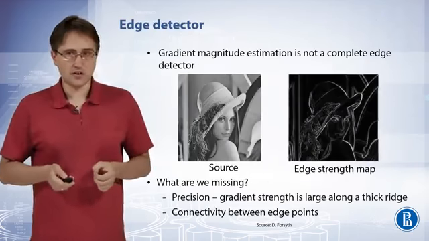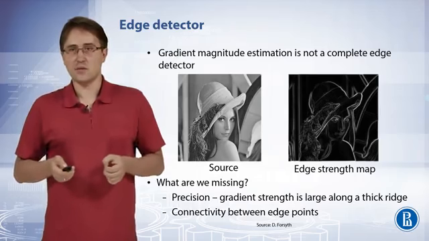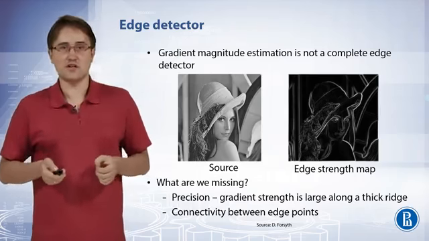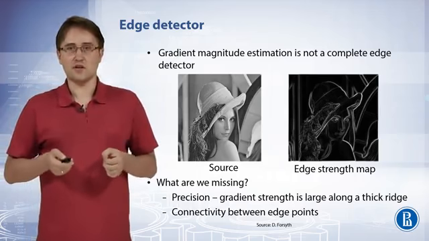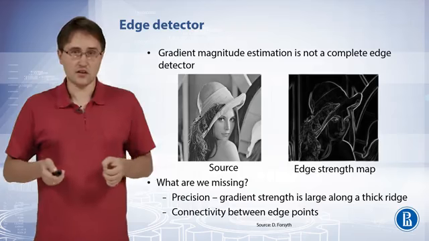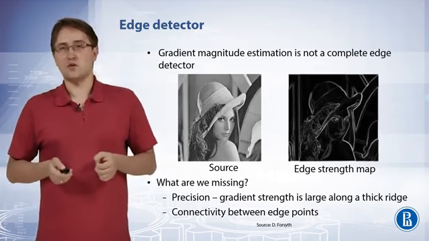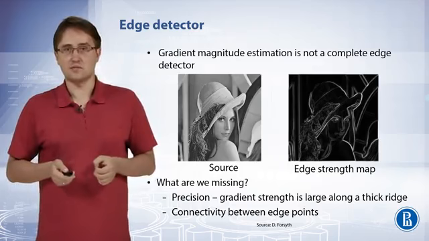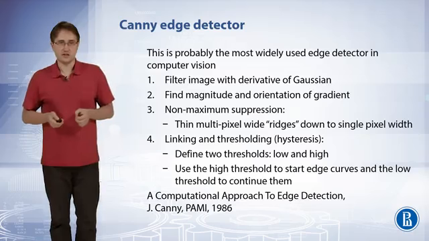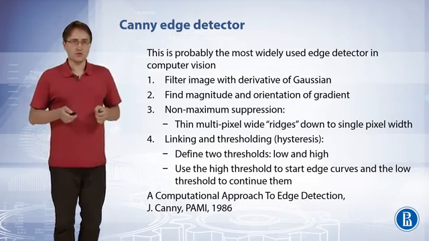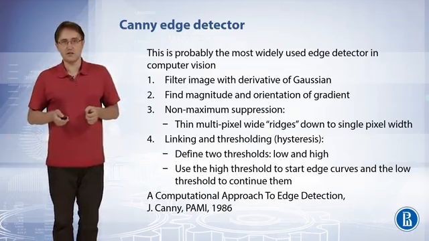Gradient magnitude estimation is not a complete edge detector. Edges are usually thick stripes or ridges of large image gradients, as you can see in this example. Also, we receive only a disjoint set of points with large gradients, without connectivity information that links neighboring points into real edges. These problems were addressed by the well-known Canny edge detector. This is probably the most often used edge detection algorithm, despite the fact that it was proposed in 1986.